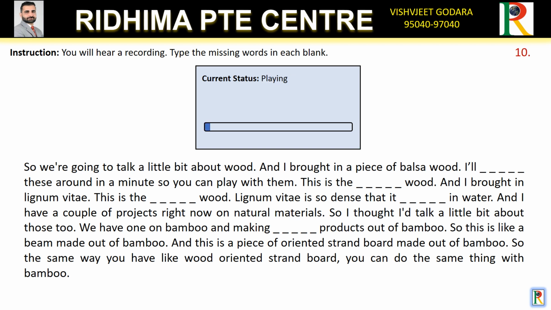So we're going to talk a little bit about wood, and I brought in a piece of balsa wood. I'll pass these around in a minute so you can play with them. This is the lightest wood, and I brought in lignum vitae. This is the densest wood. Lignum vitae is so dense that it sinks in water.